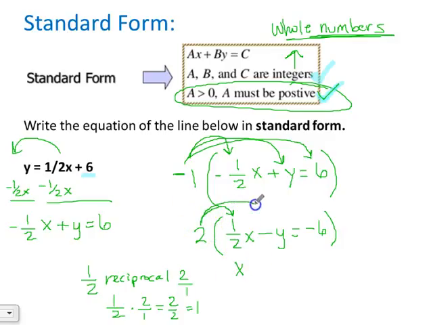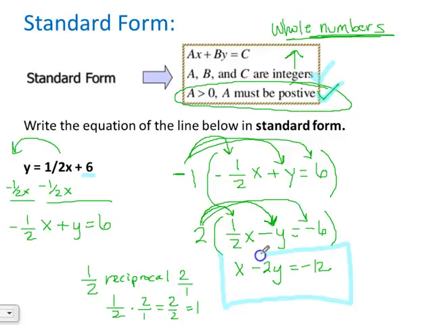Then we've got to multiply this times every term in the equation, just like when we got rid of the negative number. So 2 times negative y is negative 2y. 2 times negative 6 gives us negative 12. So we are now done. Now we have it in correct standard form.